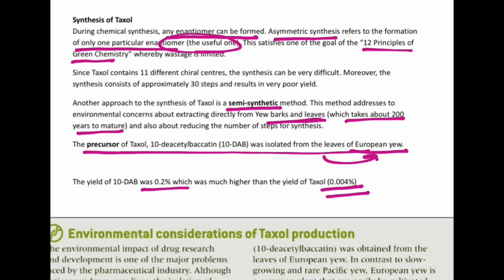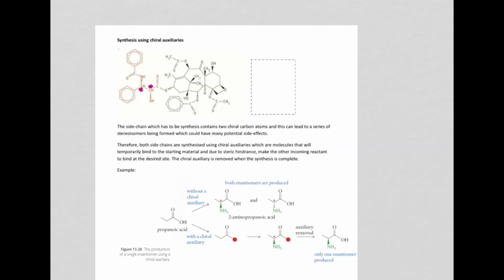And why is it so difficult? Because it has 11 chiral centers, which means that you can try to imagine how many different possibilities there are to have mirror images of that molecule. So 0.2% yield is actually kind of good, considering the different things that we need to monitor. Now we're going to consider the synthesis of part of that molecule of taxol. Let's see part of it.